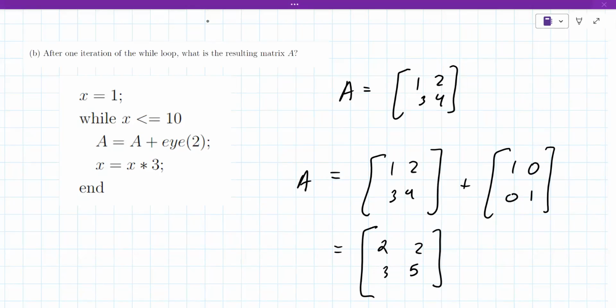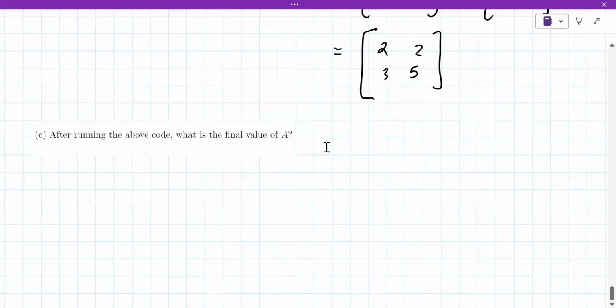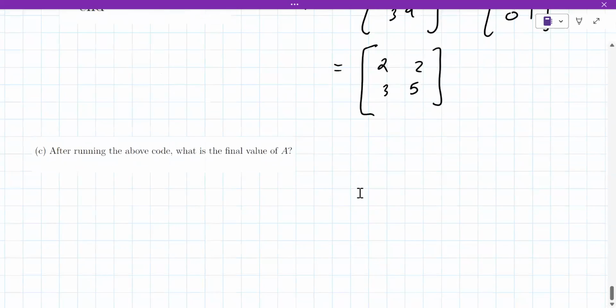That's part B. You added them. Yeah, this is I2 over here. It's an identity matrix of size 2 by 2. All right. Now, part C is, well, what happens if you keep running the code? So how many times does the loop run? 3 times. We ran it 3 times. So you have to do this 3 times.